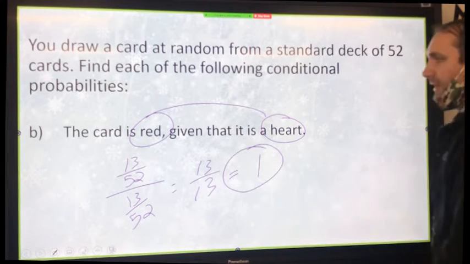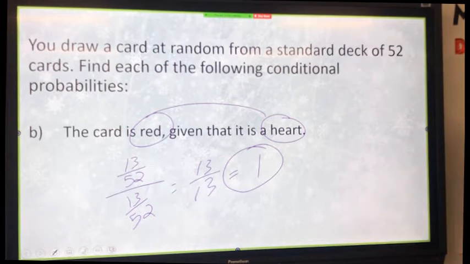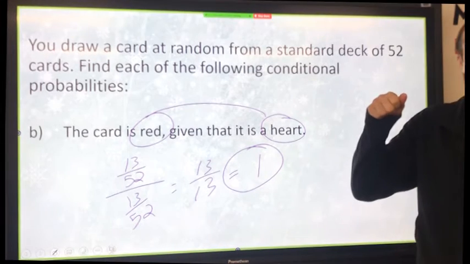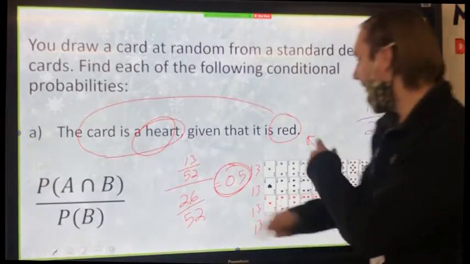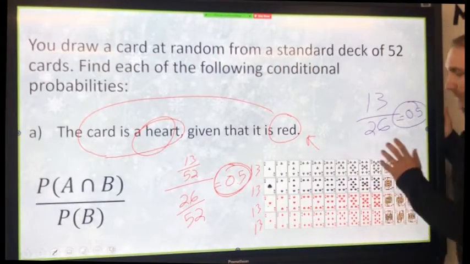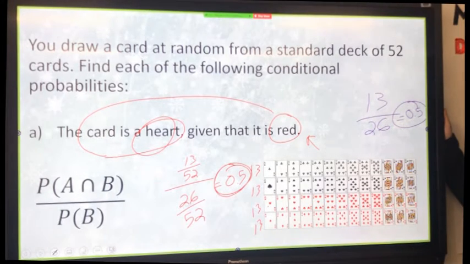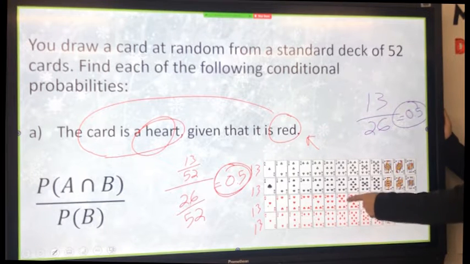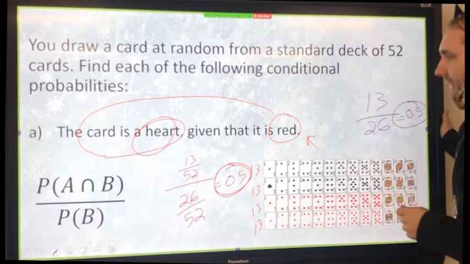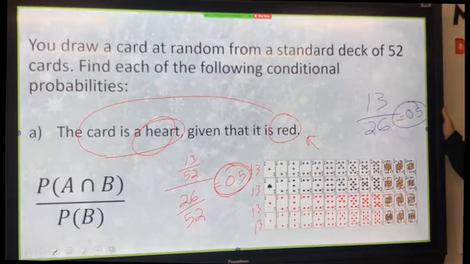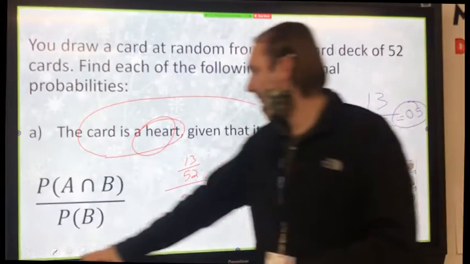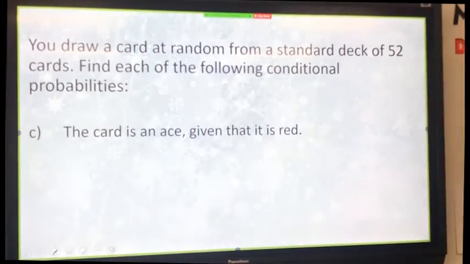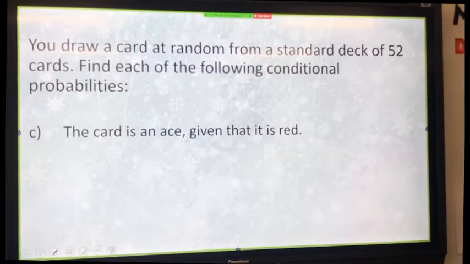So how come nobody saw that? It was pretty obvious that if you have a heart, it's probably a red card. So what question did we just answer? The opposite. So I want to grab, what's the probability that if my card is red, what's the probability of that being a heart? It's 50-50, right? Either going to be heart or diamond. Now if I say my card is a heart, what's the probability of it being red? Well, that's 100% chance because there's no black hearts. Now, the card is an ace given that it's red.